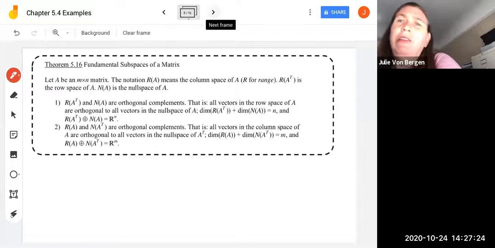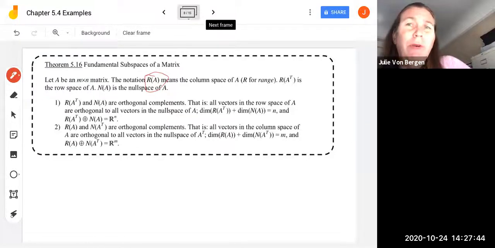Okay, so this brings us to theorem 5.16. This is the theorem about the fundamental subspaces of a matrix. So we're going to let A be an m by n matrix. Then this notation R of A means the column space of A. This R stands for range. And then R of A transpose is the row space of A. And N of A we know is the null space of A. So R of A transpose, the row space of A, and the null space of A are orthogonal complements. That is saying all vectors in the row space of A are orthogonal to all vectors in the null space of A.